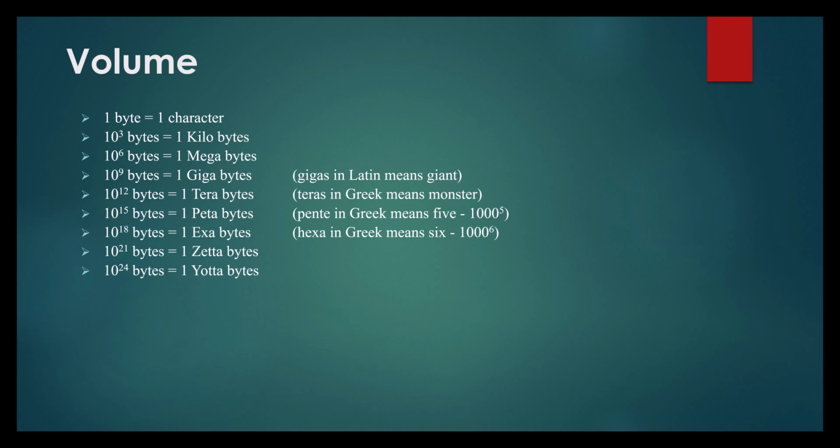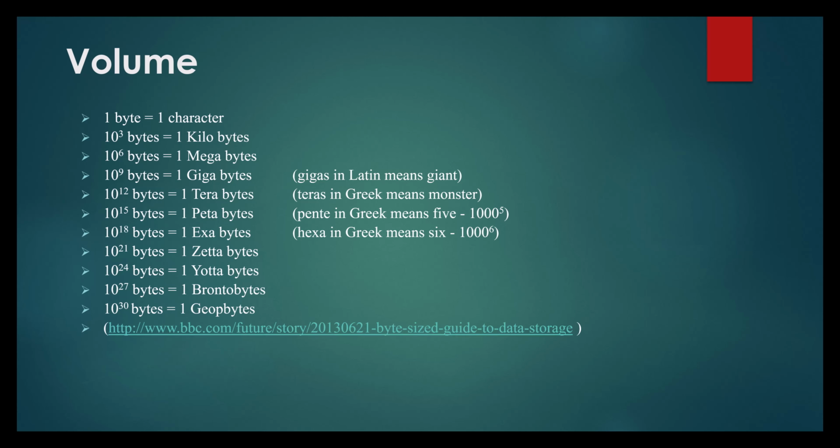1000 zettabytes is a yottabyte. 1000 yottabytes will be a brontobyte. We don't have that much data yet. In spite of all the data that we have in the world, we don't yet have brontobytes of data. And 1000 brontobytes will be, sometime in the future, a geopbyte. And that's the source of this information.